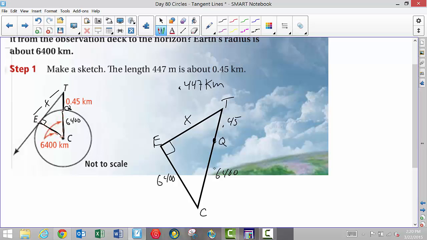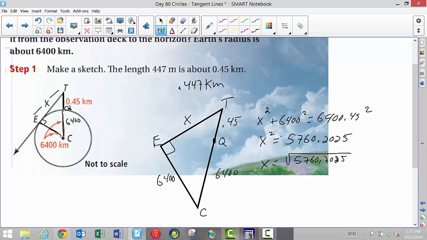Okay, so I have a right triangle. I have two given sides, therefore I can use the Pythagorean theorem. Okay, so I have X squared plus 6,400 squared equals 6,400.45 squared. So X squared equals 6,400.45 squared minus 6,400 squared. So X squared is going to equal 5760.2025. So X is going to equal the square root of 5760.2025. So I take the square root of that.